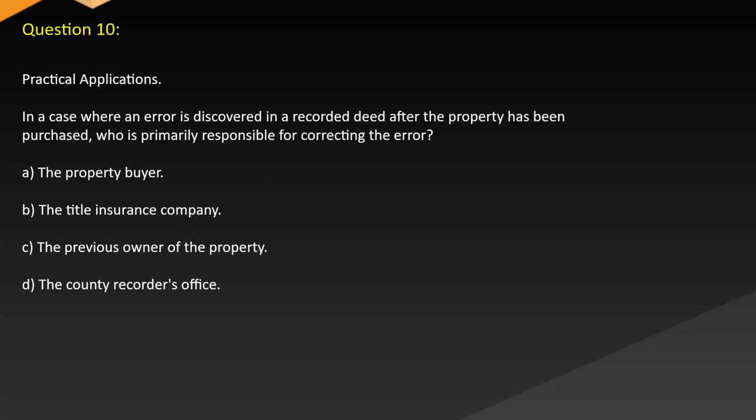Question 10. Practical applications. In a case where an error is discovered in a recorded deed after the property has been purchased, who is primarily responsible for correcting the error? A. The property buyer. B. The title insurance company. C. The previous owner of the property. D. The county recorder's office.